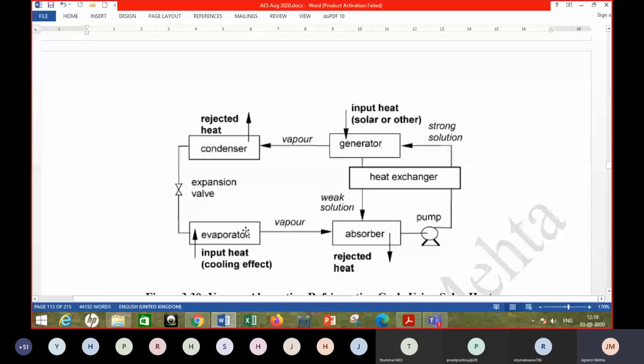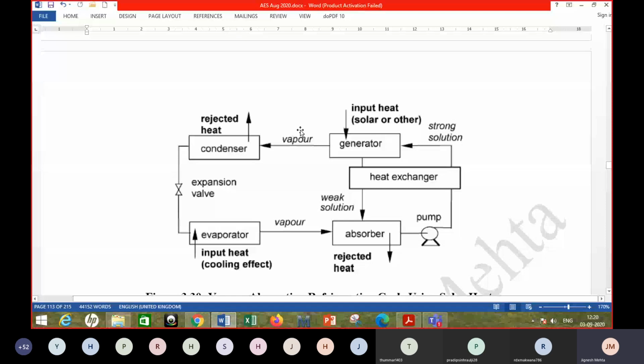Now these right hand side components are different from the vapor compression refrigeration system. The vapor compression refrigeration system has just a compressor here, which takes in the vapor of the refrigerant, increases its pressure, and along with that the temperature also increases, and that superheated vapor goes into the condenser, and the cycle continues.